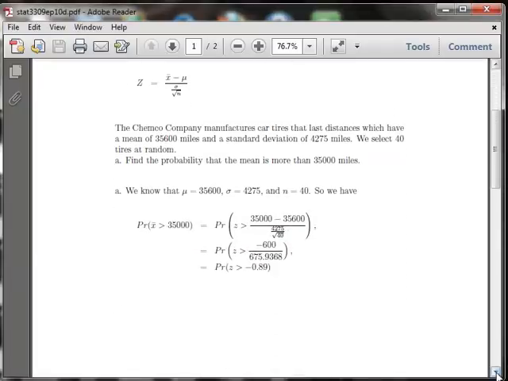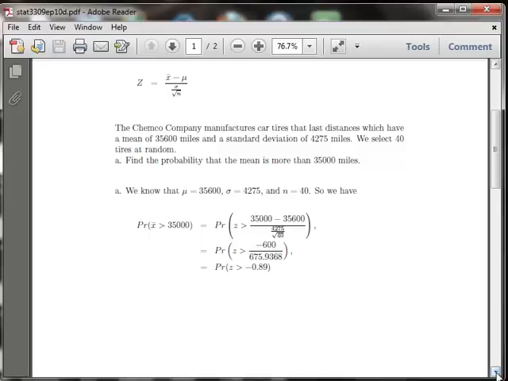The Chemco company manufactures car tires that last distances which have a mean of 35,600 miles and a standard deviation of 4,275 miles. We select 40 tires at random. A. Find the probability that the mean is more than 35,000 miles.